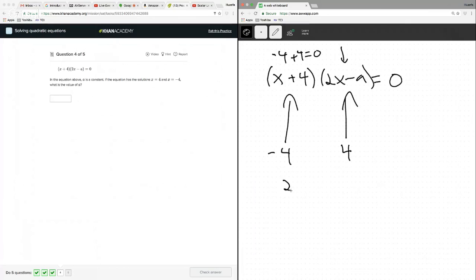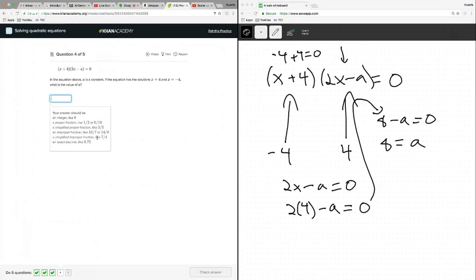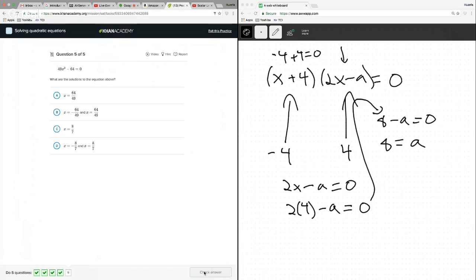That means that 2x minus a equals 0, specifically when x equals 4. So what does this mean? Let's bring it back up here. So that means 8 minus a equals 0, which means 8 equals a. Okay, so that is the value of a. All right, I think I did that all correctly. 8, 4, yeah, it should be right. All right, cool. That one was a quick one.